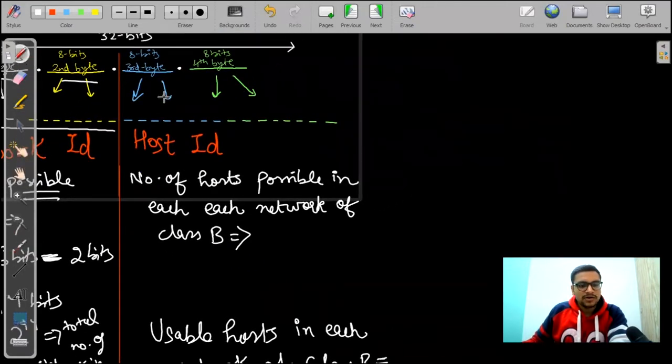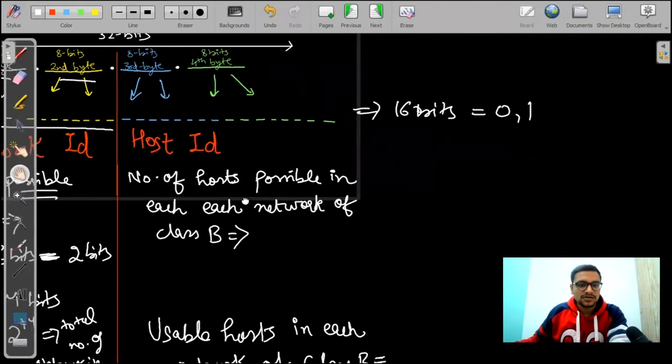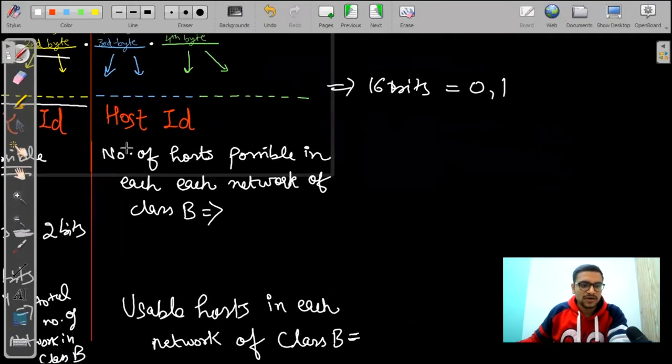Now if I talk about the total number of hosts that are possible in class B, for the host I can have any combination of zeros and ones for the rest of the 16 bits that are left. So the total number of hosts that are possible in each network of class B is 2 to the power 16.